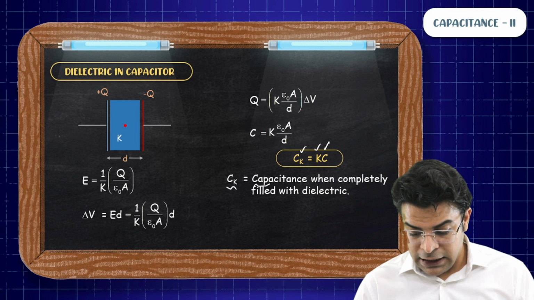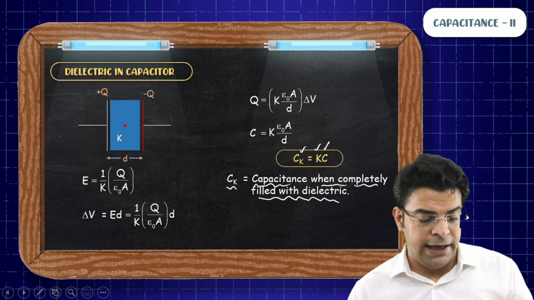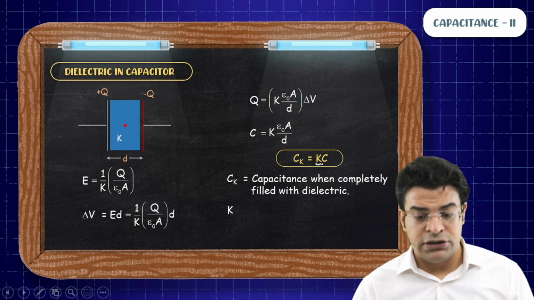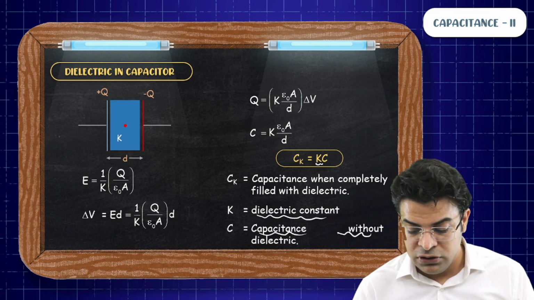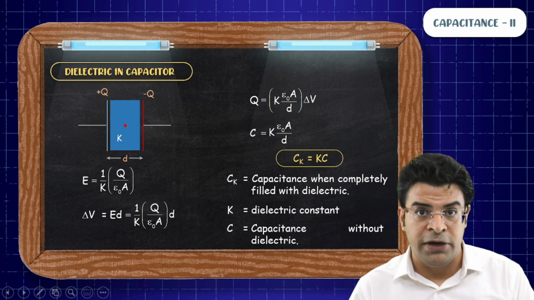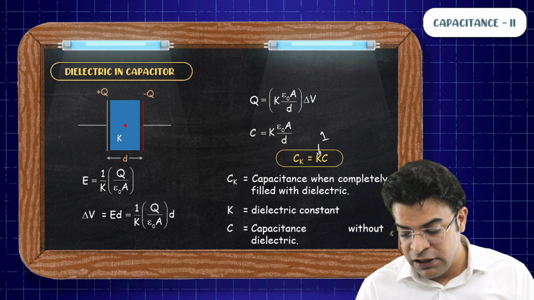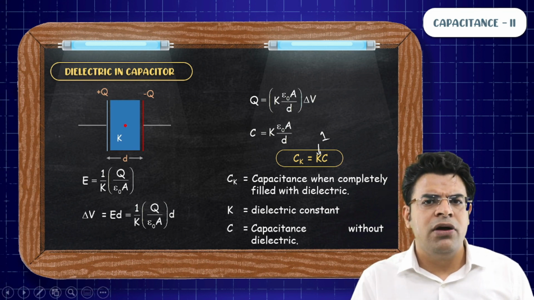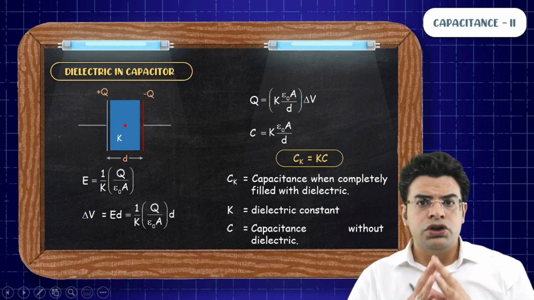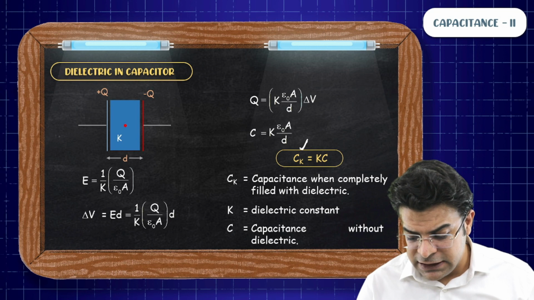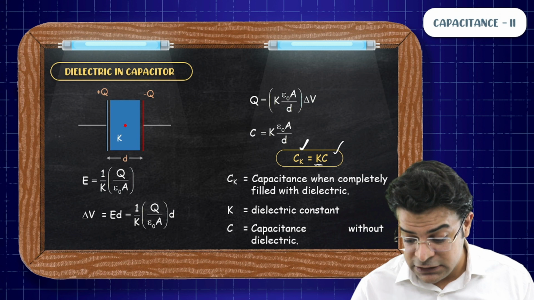C_K is the capacitance when completely filled with a dielectric of dielectric constant K. What is K? The dielectric constant. And what is C? C is the capacitance without the dielectric, when you have vacuum between the plates. For vacuum, the dielectric constant is 1. That's why if you substitute the value of K as 1, you will get the same capacitance as of vacuum. So let's move on. One can say that the capacitance with dielectric equals the dielectric constant times the capacitance without dielectric.